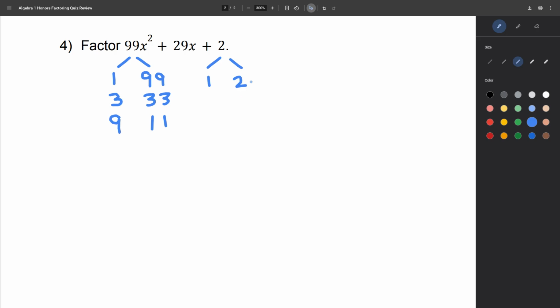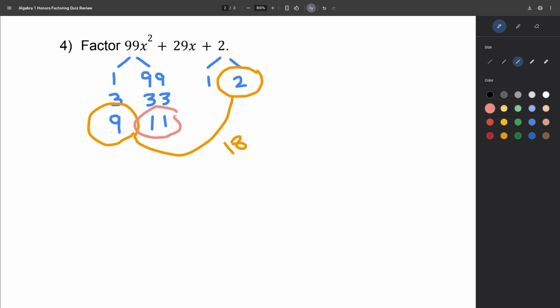Now, if I do 2 times 9, that gives me 18. And then if I do 11 times 1, that gives me 11. Now 11 plus 18 gives me 29. So that's the combo I want.